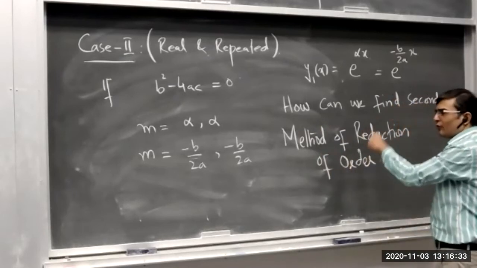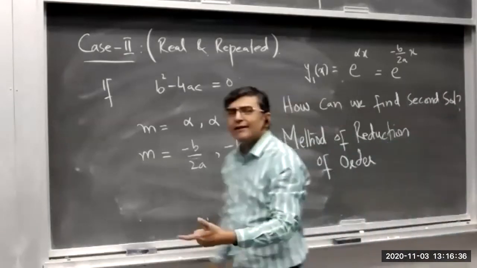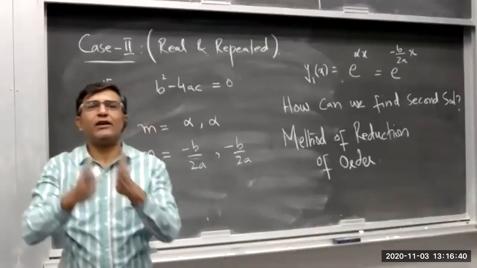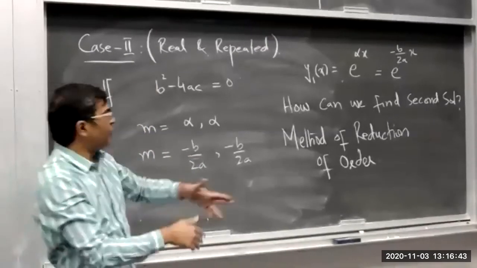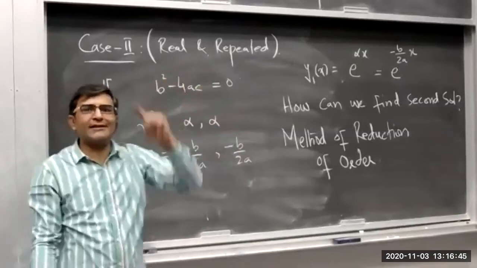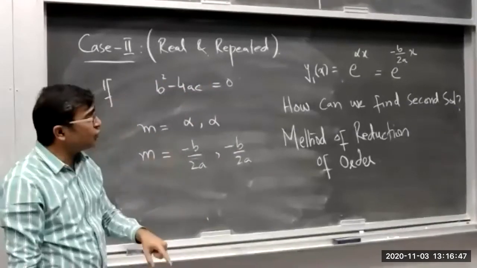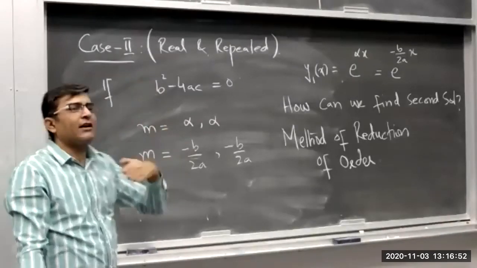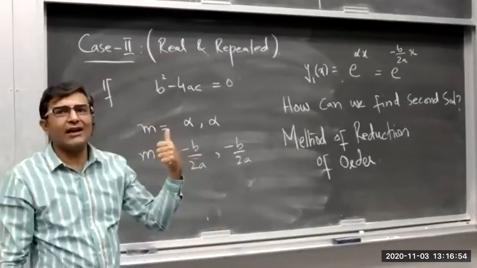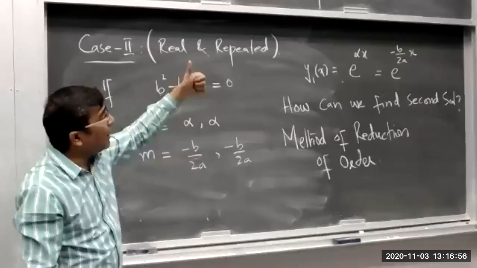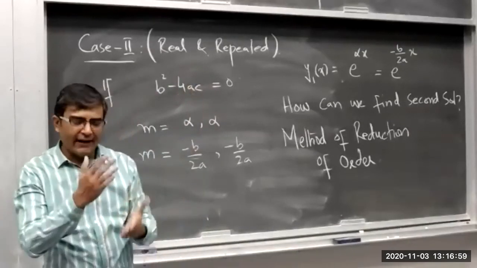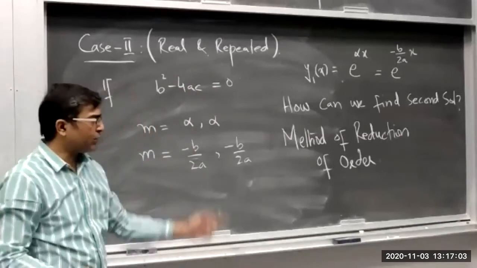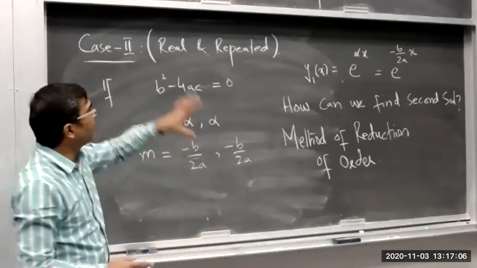I taught you this method of reduction of order here so that we can use that method to find the general solution of a second order ODE with constant coefficients in this particular case, where we can only have one real root of the auxiliary equation. Okay? If one solution is known, we will calculate the second solution by the method of reduction of order. Okay? This is basically case 2.